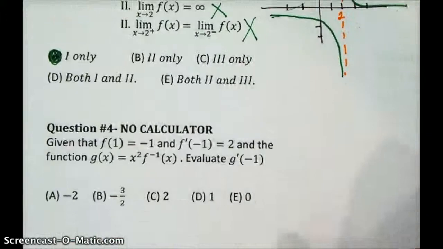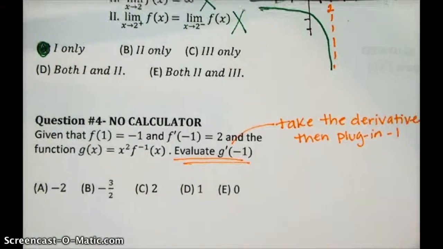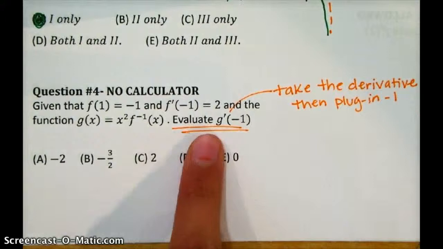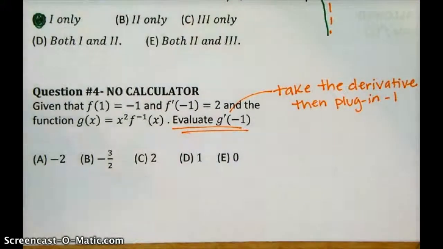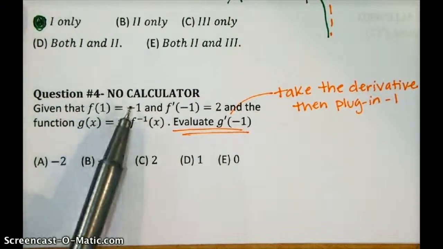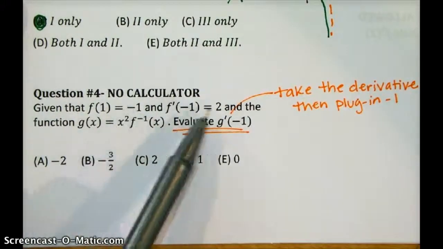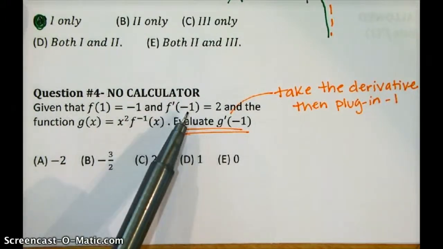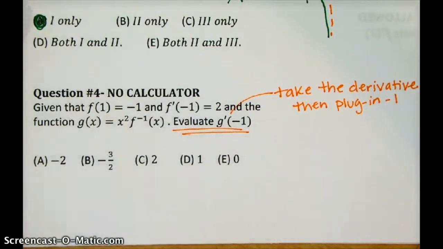Number 4. As usual, I start with understanding the directions. Evaluate this means I should take the derivative and then plug in -1. And then looking at what information I'm given. I'm given information about a function f, and I'm given actually what its y value is and what its slope or derivative is when x equals -1.